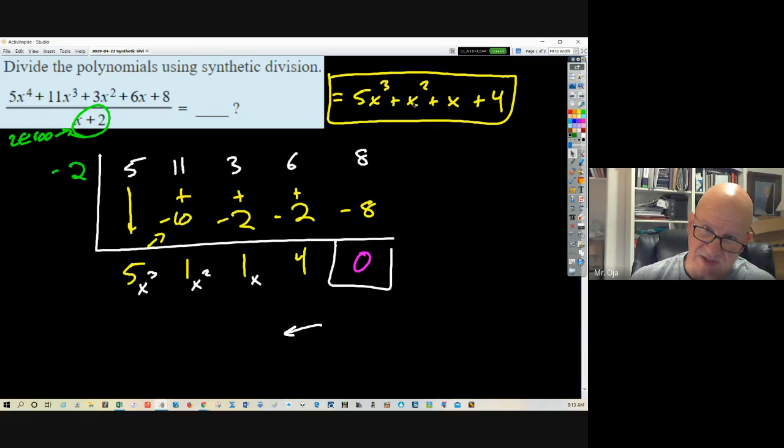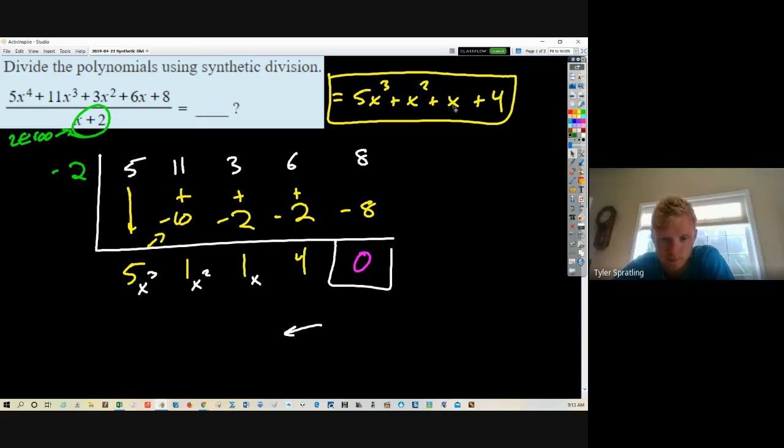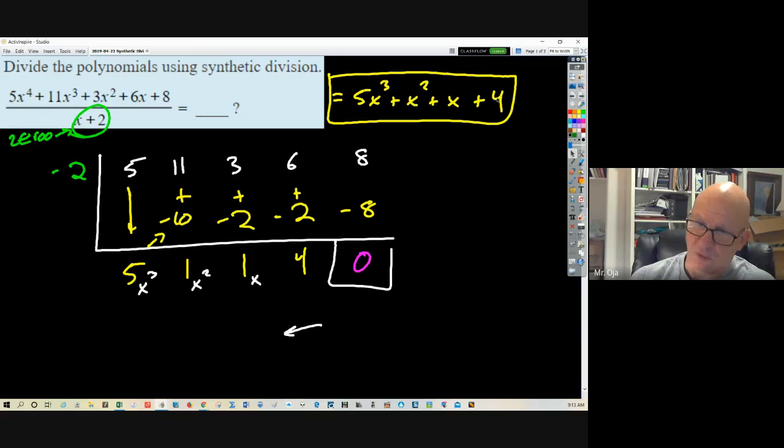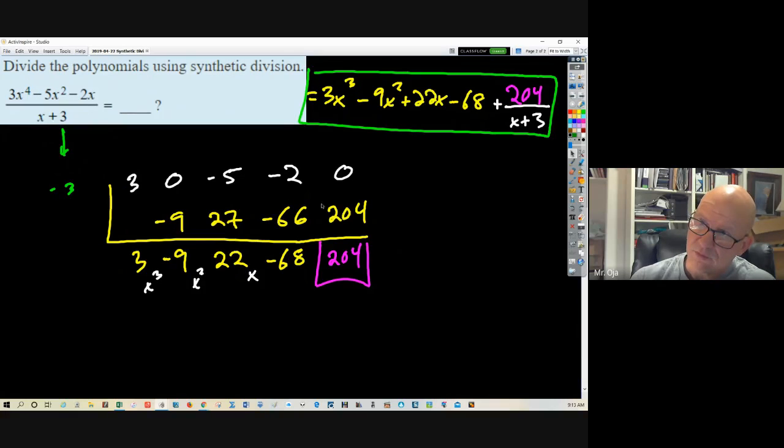So we just write that as x squared, plus 1x, which we just write as an x, plus 4. Okay, does that make sense? Yeah. Okay, so now let's do another one, where we actually end up getting a remainder. What about one like this? Here we've got 3x to the 4th minus 5x squared minus 2x divided by x plus 3.